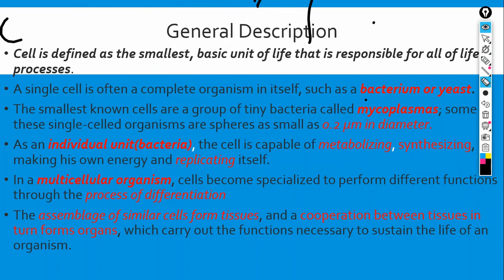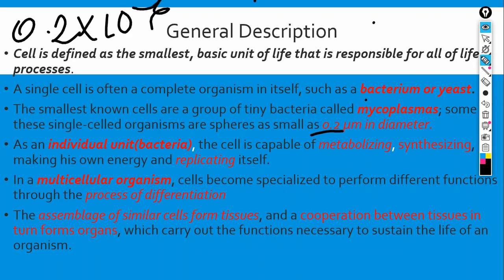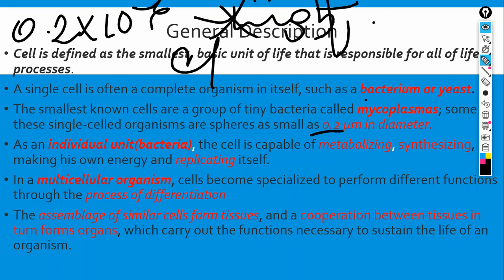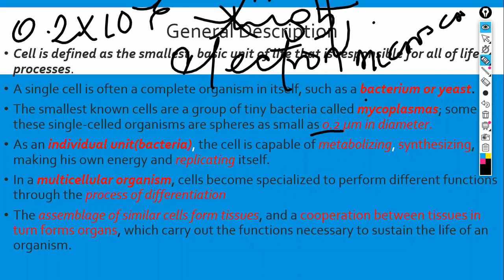So then we have some of these single-celled organisms are spheres as small as 0.2 micrometer in diameter. So 0.2 micrometer in diameter, that is their size. Some of them are as small as that. And as you know what that means, it is only about 0.2 times 10 to the power minus 6. So it means you cannot view it with even a light microscope. You view it only with an electron microscope. So a light microscope cannot view it. Only electron microscopes can be used to view them. That is how small some of these organisms can be.